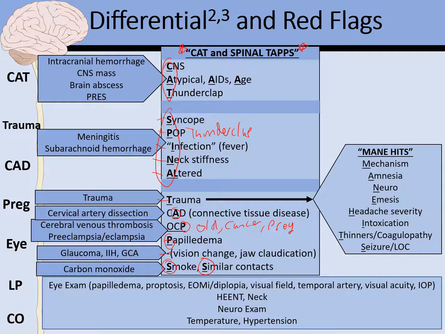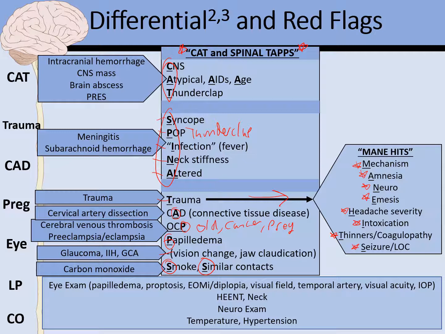If there is a history of trauma, then you can use the mnemonic MAIN HITS to remember to ask about mechanism, amnesia, neuro symptoms, emesis, headache severity, intoxication, being on blood thinners, and seizures or loss of consciousness.